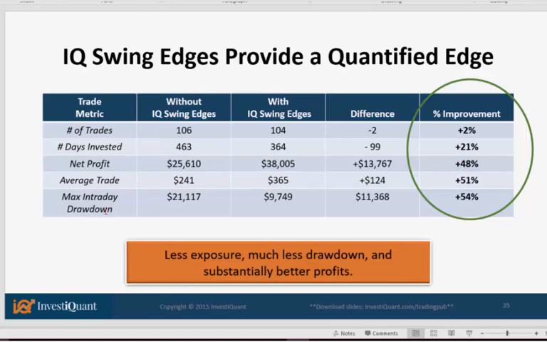The average trade was up over 50%, and the max intraday drawdown, which is for many people the most important, was reduced by over 50%. So we had a bit less exposure, but much less drawdown and substantially better profits simply by taking history into account with this seasonal system.